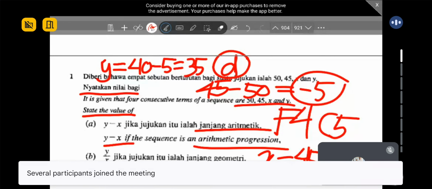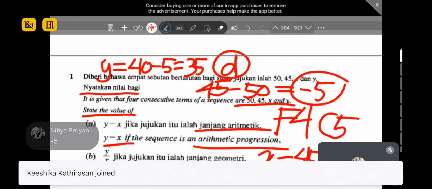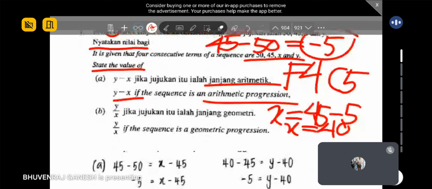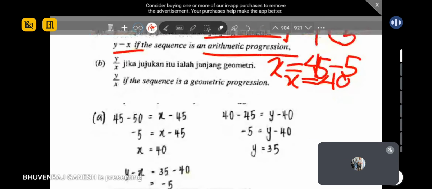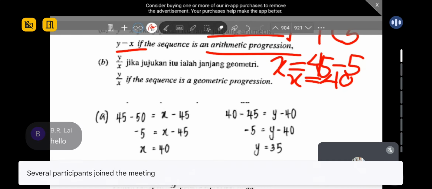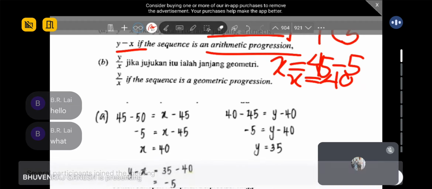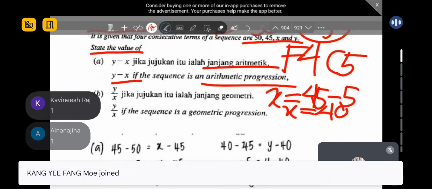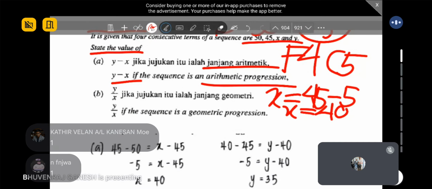Okay, so now guys, what is the answer? Y minus x, what will you get? Y tolak x, final answer. Yes. Okay, you will get the answer negative 5. Congratulations. Okay, so y is 35 and then you just minus 40. So your final answer, you should get negative 5 for question A. Okay, do you all understand, guys? Soalan 1, question A. If understand type 1, don't understand type 2. Kalau faham 1, tak faham 2. Okay, 1 na.